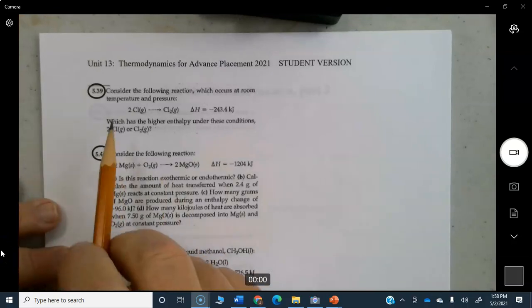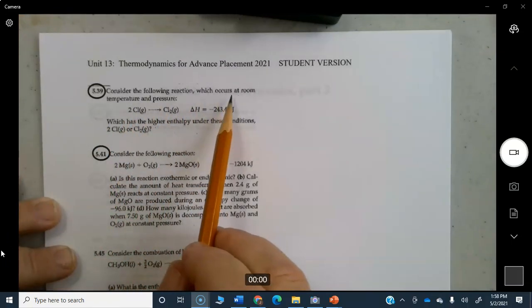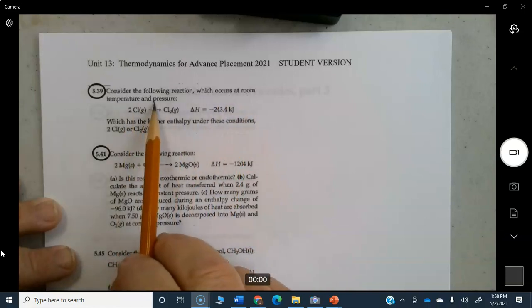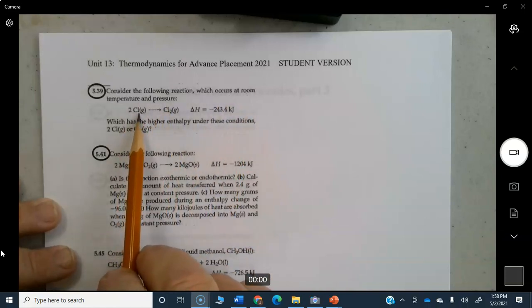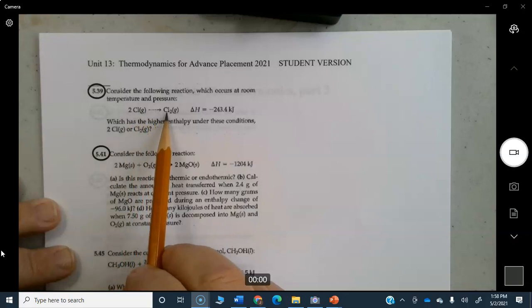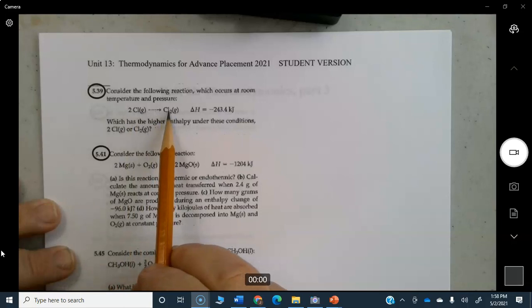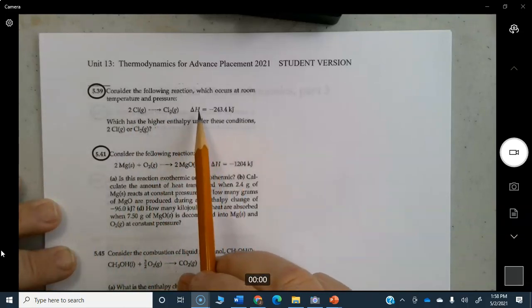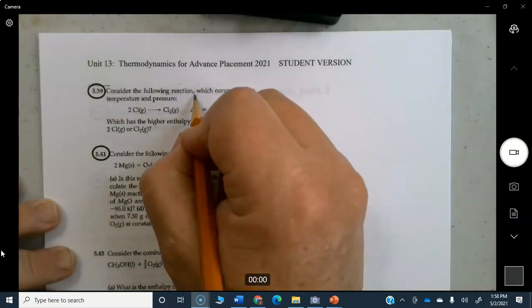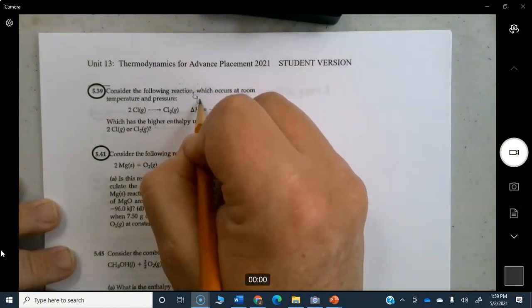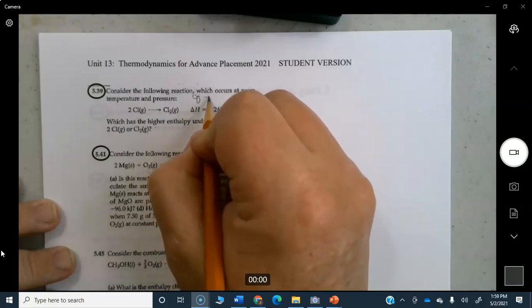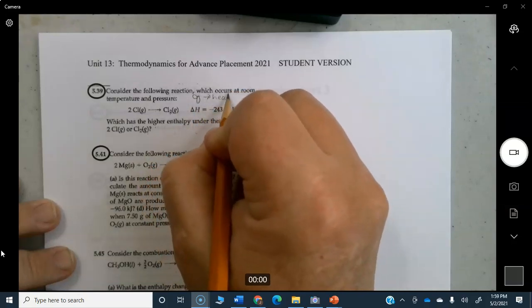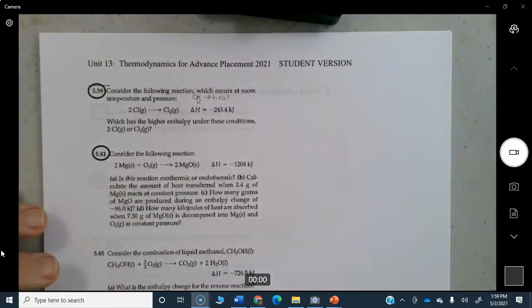Okay, let's move on to 539. So consider the following reaction which occurs at room temperature and pressure. So two chlorine atoms combine to produce chlorine molecule. Chlorine is a diatomic molecule, so naturally two atoms want to come together to form a single molecule of chlorine. And it says that that process has a delta H. And remember, delta H, change in enthalpy, is just, in our world, it's another way of saying Q, heat. It's just another way of saying heat. There's technically a difference between the two, but it's not one that you need to know or understand.